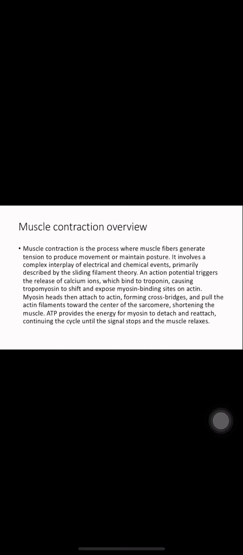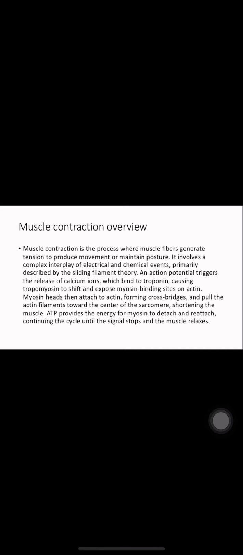Sliding filament theory. Muscle contraction is the process where muscle fibers generate tension to produce movement or maintain posture. It involves a complex interplay of electrical and chemical events, primarily described by the sliding filament theory.